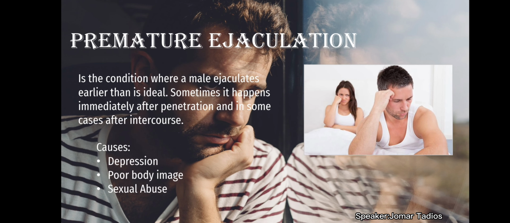Premature ejaculation is the condition where a male ejaculates earlier than ideal. Sometimes it happens immediately after penetration, and in some cases, before intercourse. So, yung premature ejaculation is kabaliktaran ng retarded ejaculation. Kasi kung sa retarded ejaculation ay hirap o di makapag-ejaculate ang isang lalaki, sa premature ejaculation naman, mabilis na nakakapag-ejaculate ang lalaki. Na sa sobrang bilis, ay hindi pa nag-intercourse na nakapag-ejaculate na siya. Ganun kabilis. Premature ejaculation can result from depression, poor body image, and sexual abuse.